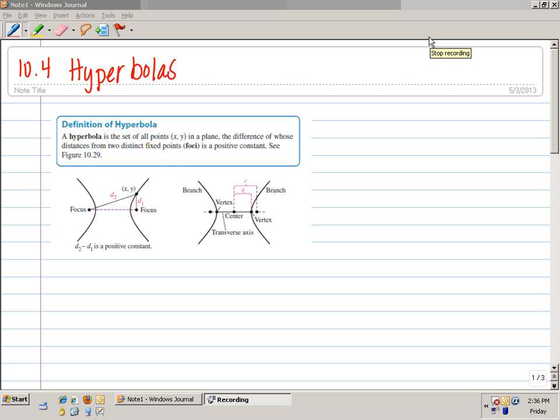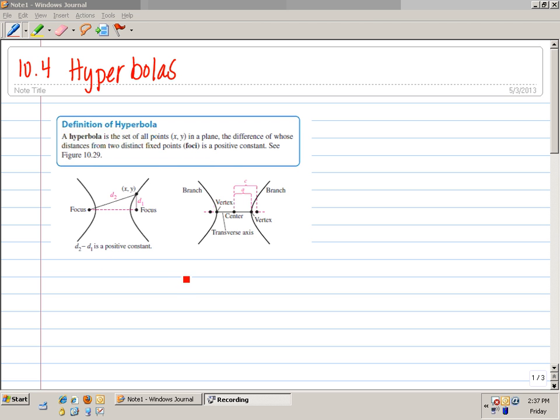Welcome to Hyperbolas. This is section 10.4 in your book. We're going to start by just talking about what they are. So here, the definition of a hyperbola. The official definition is it's a set of all points in a plane, the difference of whose distances from two distinct fixed points is a positive constant.